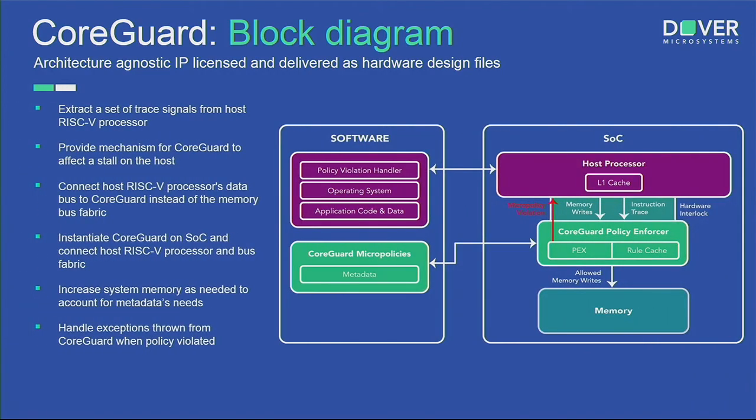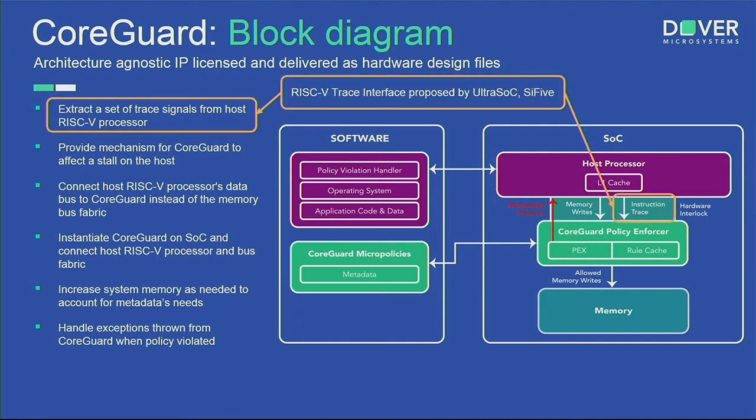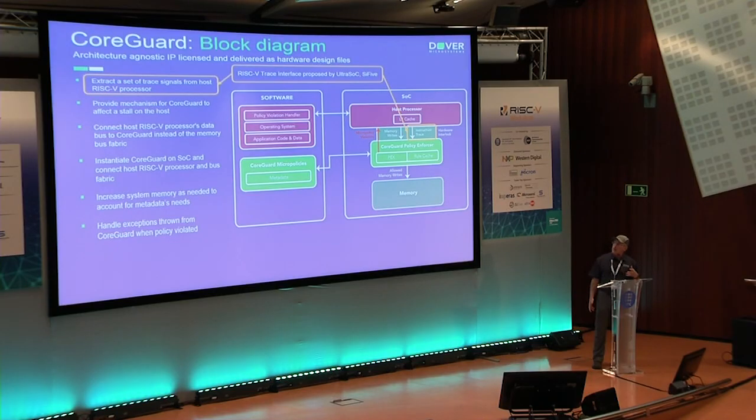The basic architecture of our system: the CoreGuard IP grabs signals from the host CPU. In particular, we grab a trace of instructions and reference locations. For that, by the way, we're talking with UltraSoC and SiFive and others about a trace interface that we can use to enforce our policies, even though the original motivations for those specifications might be more about debugging. We can also use it for enforcement.